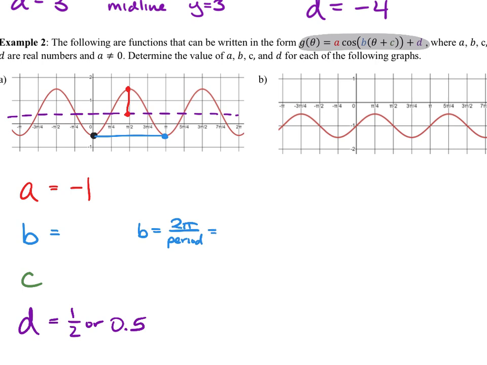Pi. So B is going to be 2 pi divided by pi, which is what? 2. So B is 2. C is your phase shift. We are writing a cosine function. Does it look like a cosine function? Yes. It's 0. There is no phase shift when you are writing the type of function it looks like.